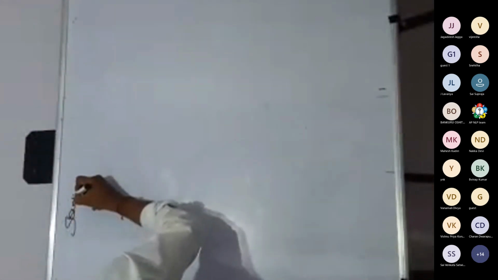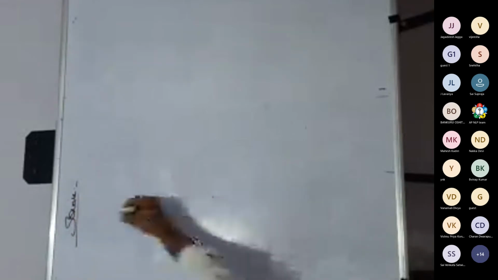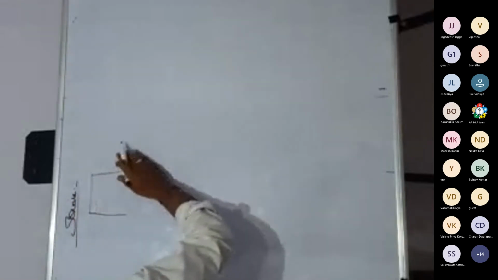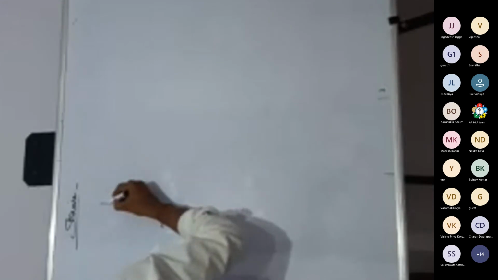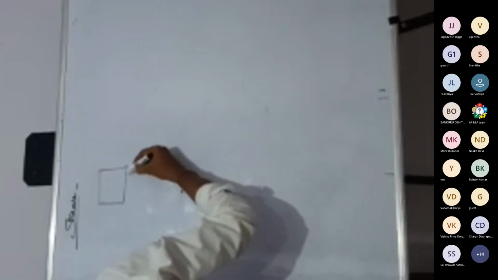Okay, so next, the square concept. Square means all sides are equal.